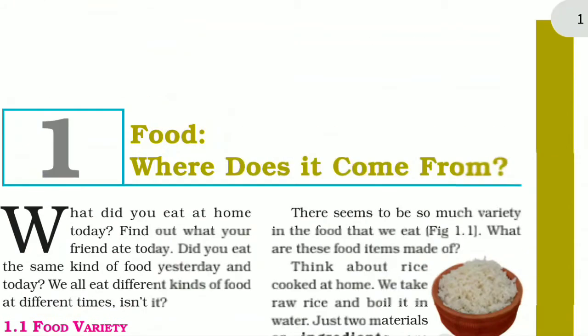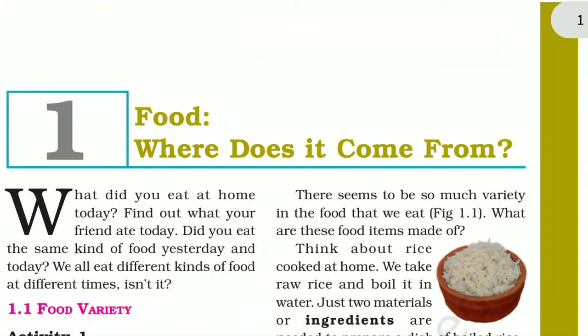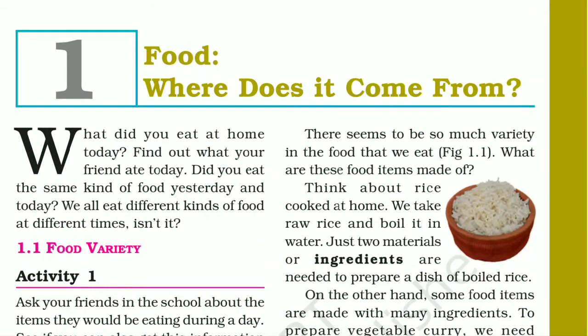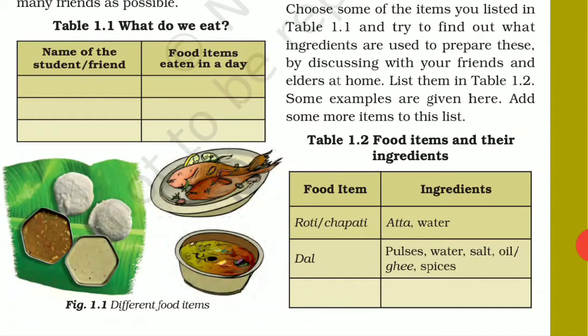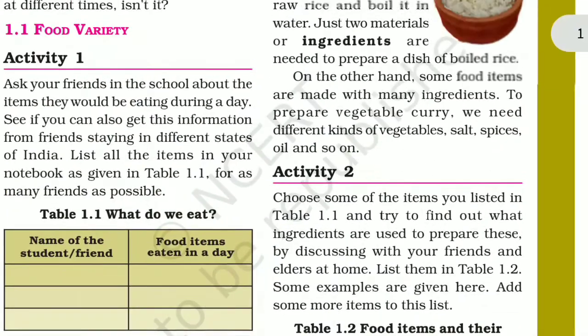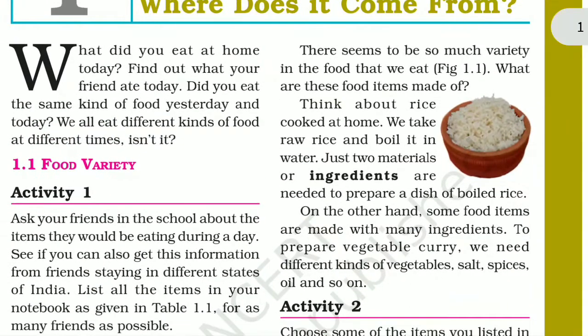Let's start with another para. There seems to be so much variety in the food that we eat. Figure 1.1 is this one, where they have shown idli, and they have shown fish and dal. Then think about rice cooked at home. We take raw rice and boil it in water. So we actually take raw rice and we boil it in water. Just two ingredients or two materials.